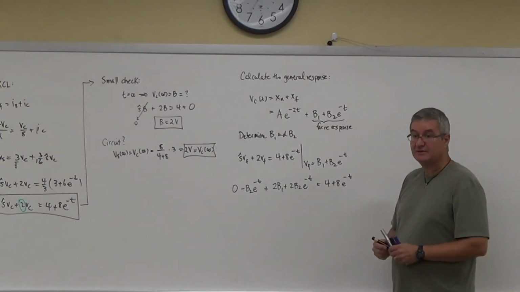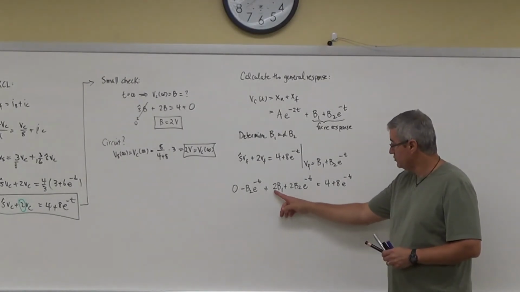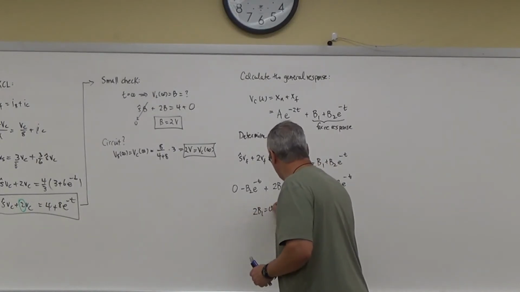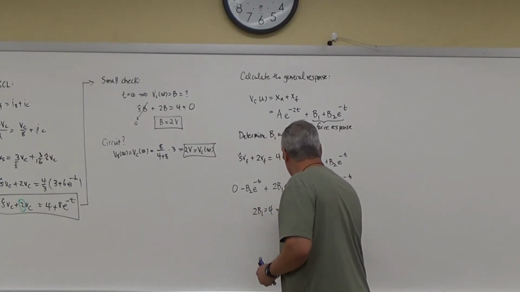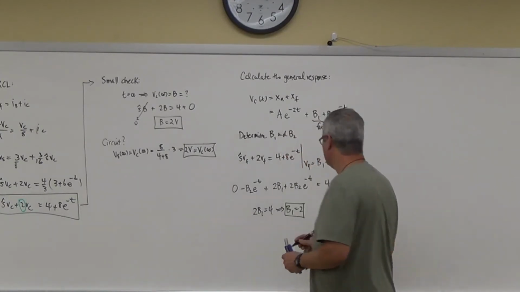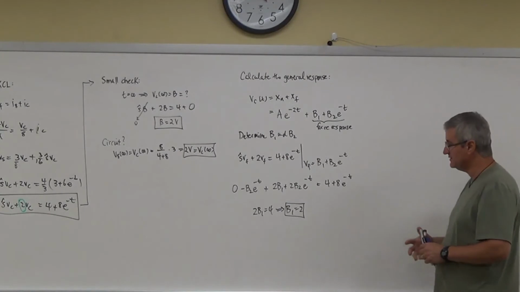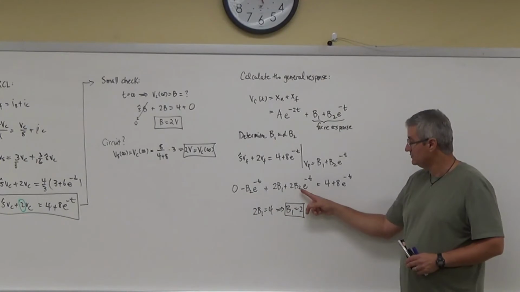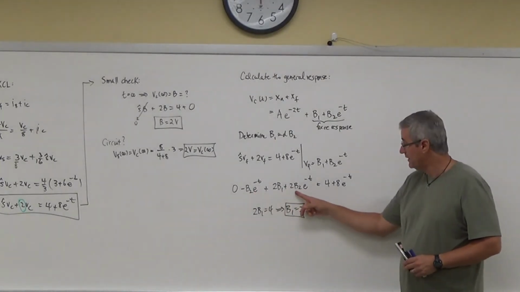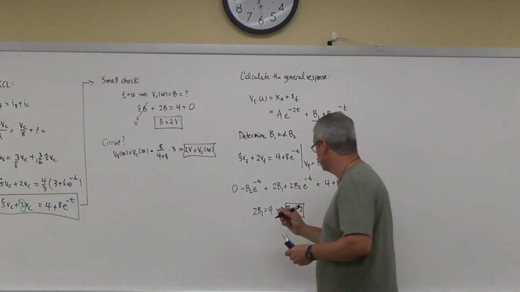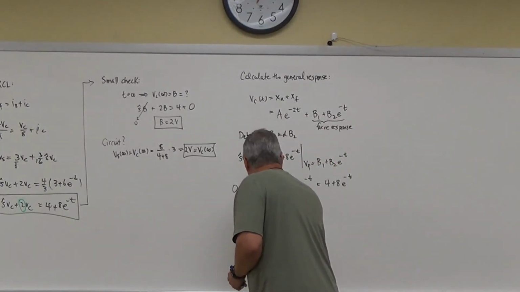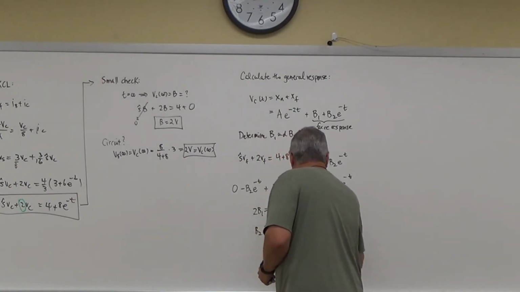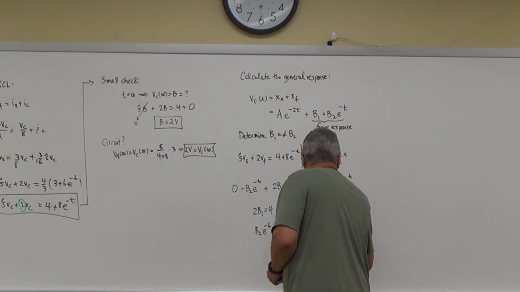Okay, so these numbers are nice, because if you look at this, 2B1 has to equal 4, so that tells me that B1 must be 2. So when I look at this, you can see that I got minus B2 plus 2B2, so clearly that's just B2. So I got B2 e to the minus t must equal 8 e to the minus t, which tells me that B2 must be 8.